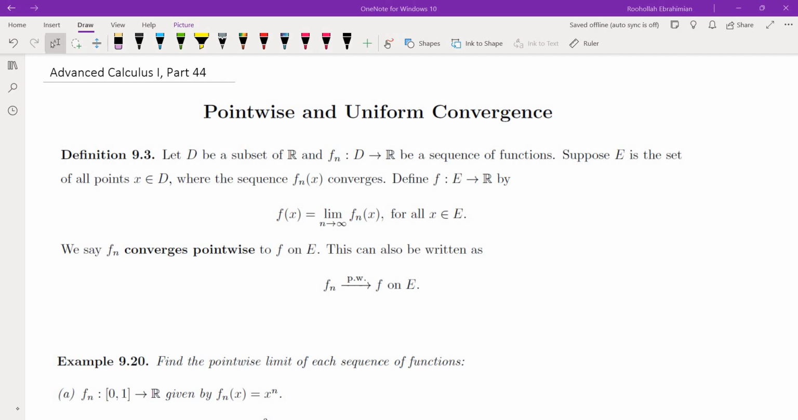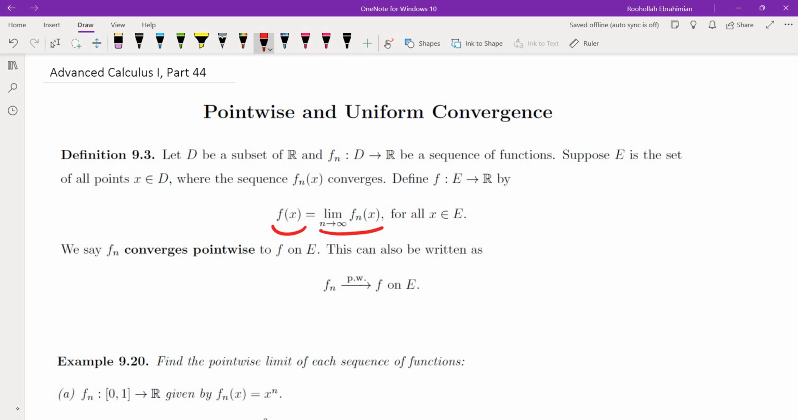Hello, in this video we're going to talk about pointwise and uniform convergence of functions. So let D be a subset of R and f_n from D to R be a sequence of functions. We define the pointwise limit of these functions as just like the normal taking the limit of each of these sequences. So for every x, you take the limit of f_n of x as n approaches infinity. If that limit exists, then we say f of x is equal to that number.